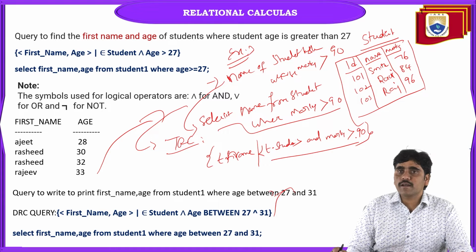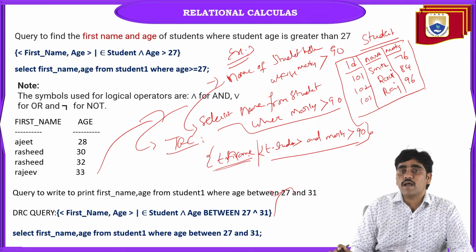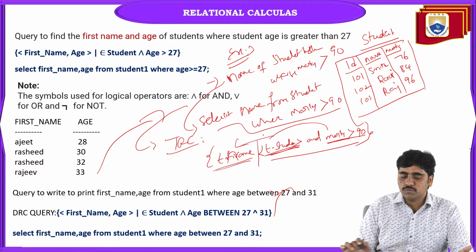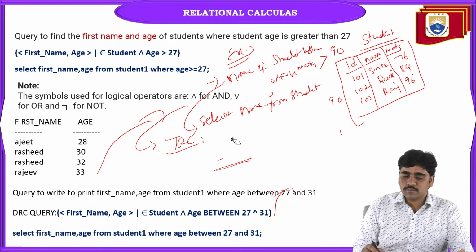So this is the way you can write the tuple relational calculus query. This is the name which I want to display, this is the table, and this is the condition on which basis I am going to display the value. Right. So this is the query you have to understand.